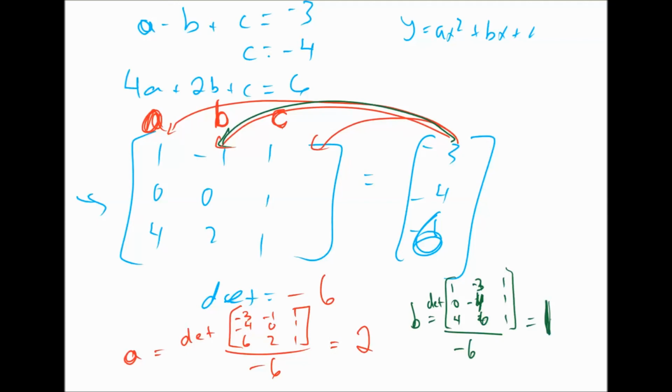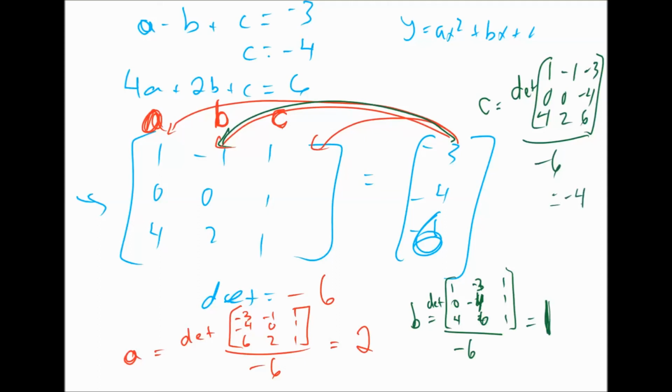And if you don't remember how to do this, you have to go back and look at 3.7, because in 3.7 I walk you through how to solve these types of problems using Cramer's rule. Last one is we need to solve for C, and I'm just so out of space, I'm just going to do it up here. So of course that's the determinant of 1, negative 3, 0, 0, negative 4, 4, 2, 6, divided by negative 6, and that's going to give us negative 4.